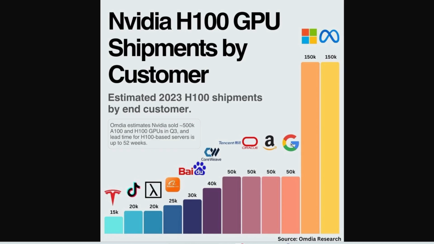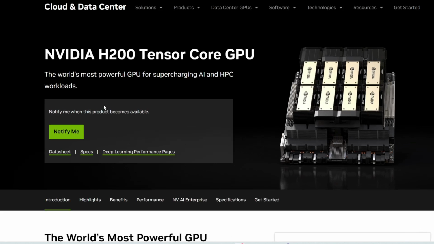Google has their own tensor processing units, I believe. They've built their AI processing hardware in-house, so they don't need as much. But you can see there's a huge scarcity of these, and it's the most demanded AI chip right now. So that was the H100.